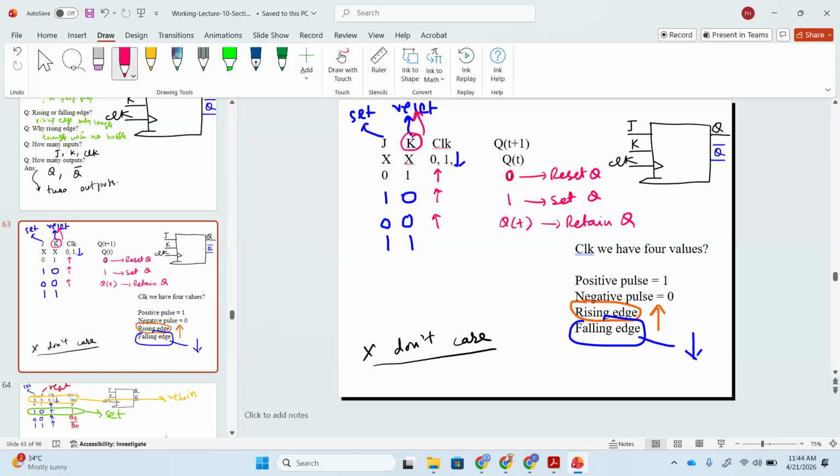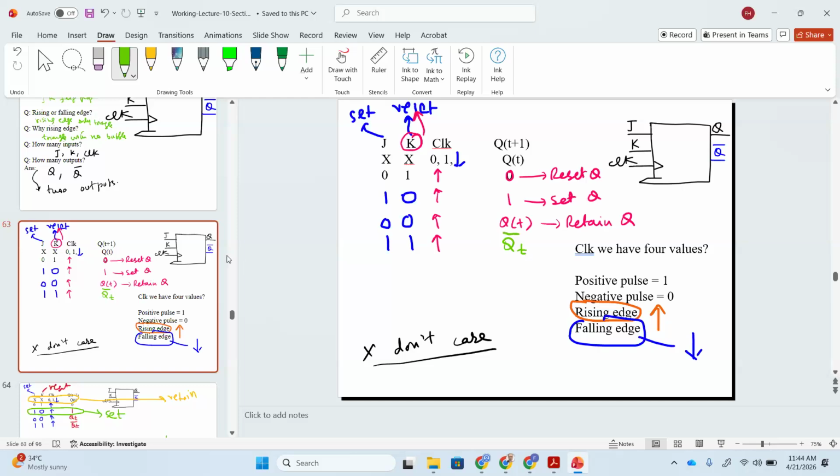And 1, 1. Now please remember 1, 1. And there is a rising edge of the clock. What will happen? Anyone may answer. Invalid? No, it is not invalid in the case of the JK flip-flop. It is actually Q(t) bar. It is the invert of the previous value. Got it or not got it? Any question?